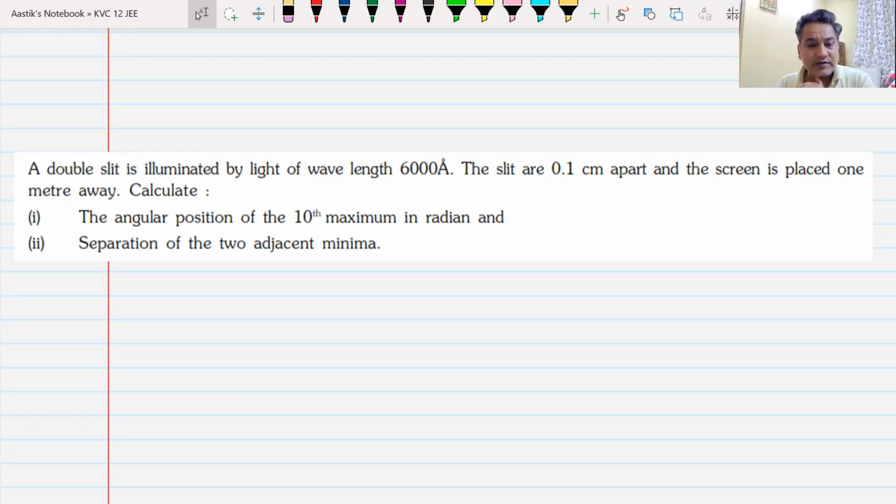What is the angular position of the 10th maxima in radian? What is the separation between two adjacent minima? I'll give you 2 minutes to do this.